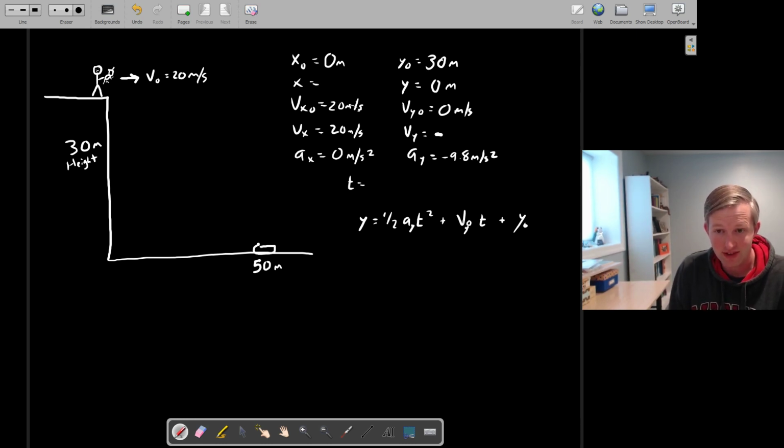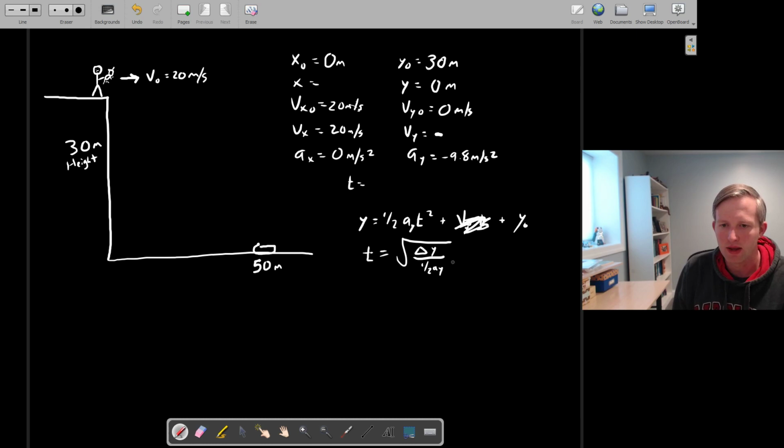But thankfully, luckily, we don't have an initial y velocity, it's 0. So this component of the equation goes away, and then this actually becomes a lot easier. If we solve this for time, I'm just going to do some quick algebra here. We actually end up with time equal to the square root of the change in y over 1/2 of the y acceleration. So you can go through and do all the algebra there and practice that.